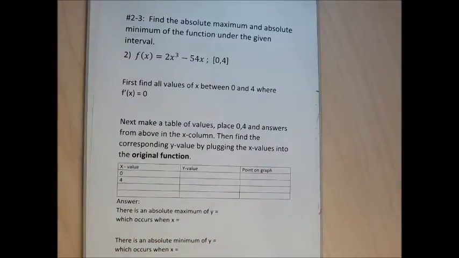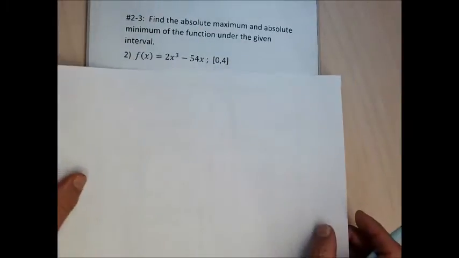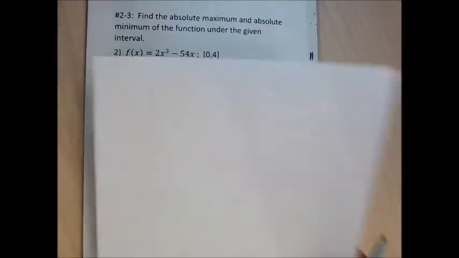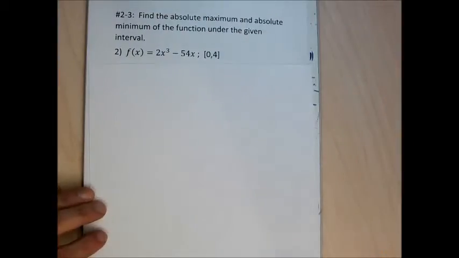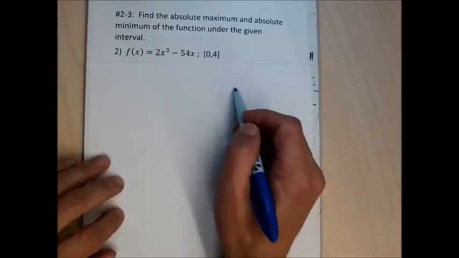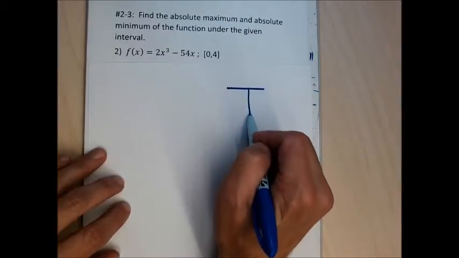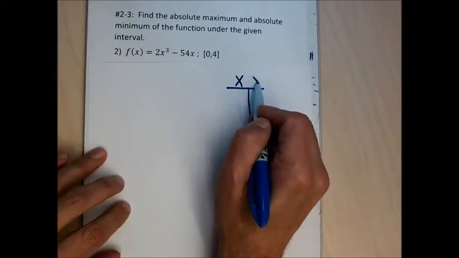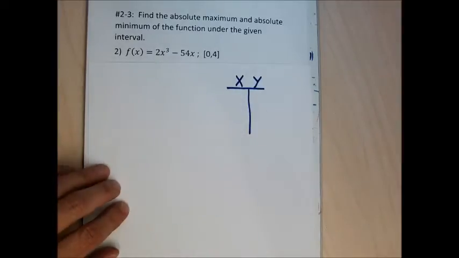Problem 2, when you get to your test, will look like this. It'll say to find the absolute maximum and the absolute minimum of the function under the given interval. And I think I'm going to ignore what I have written and just do what I feel like doing. So in order to do this, I need to, for this function, create a table of values, and from that table of values, find the absolute maximum and absolute minimum.